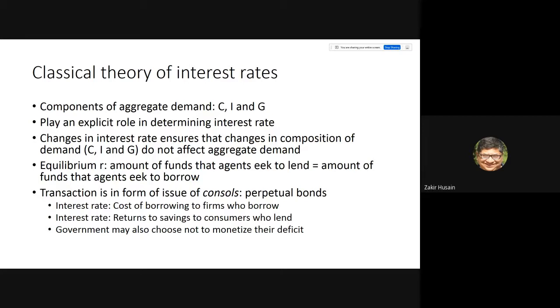Now, they play an explicit role not in determining output, but in determining the interest rate. The change in the interest rate ensures that the changes in composition of C, I, and G does not affect aggregate demand. What will happen is R will change, and the impact of a change in R is on the composition of demand, not on the aggregate demand.